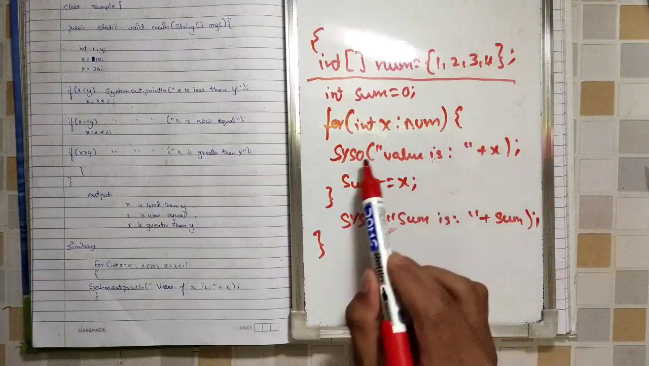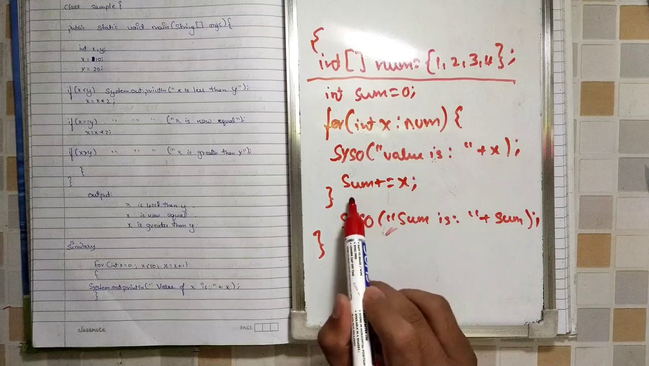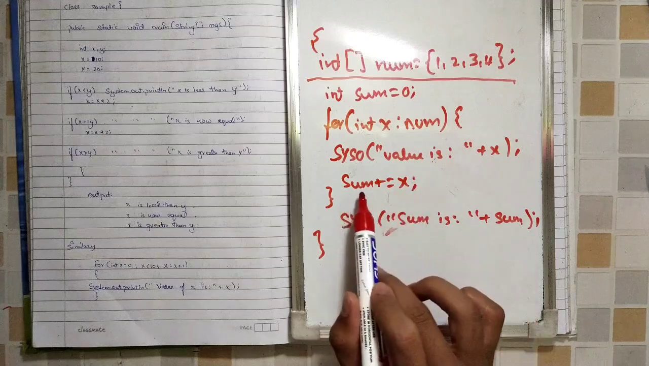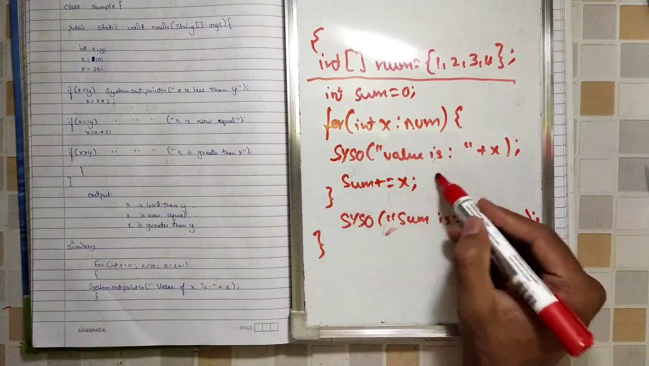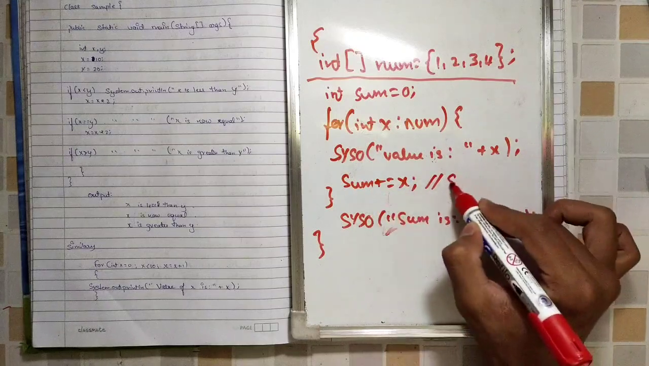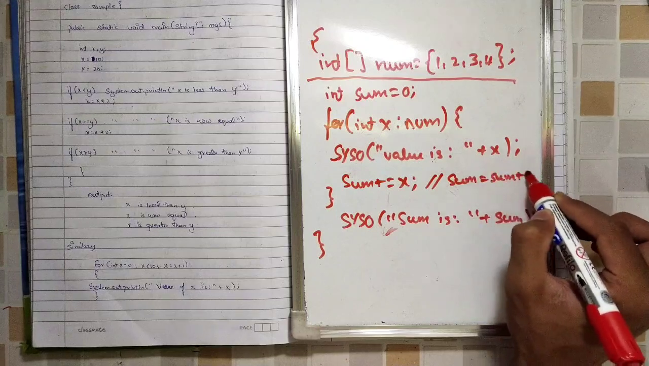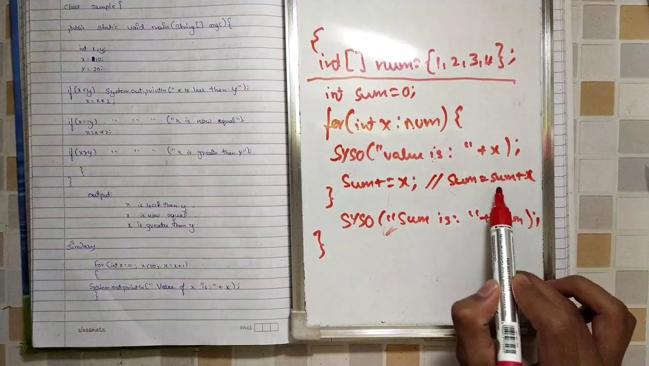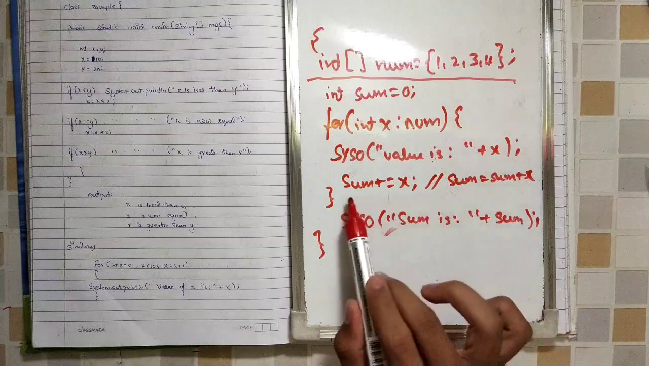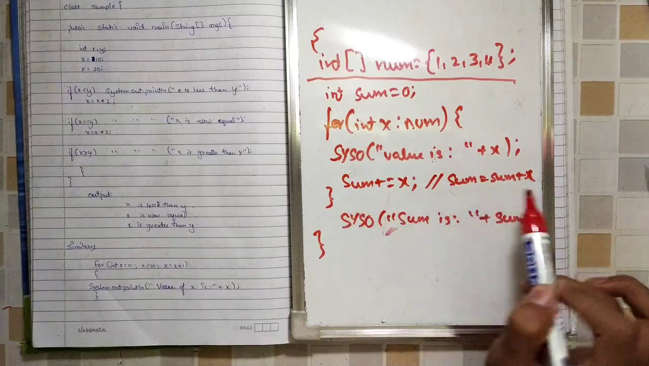Then I am printing the value of x, and then I am adding that value of x to sum. So this statement is nothing but sum plus equals x. What is the meaning of this? It is nothing but sum equals sum plus x. So I can write it as sum plus equals x, which means sum equals sum plus x.